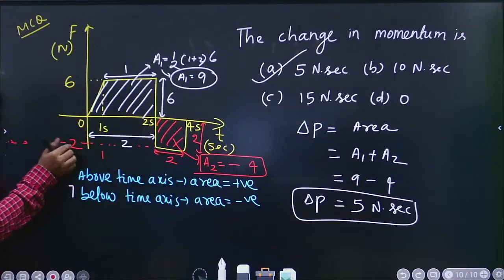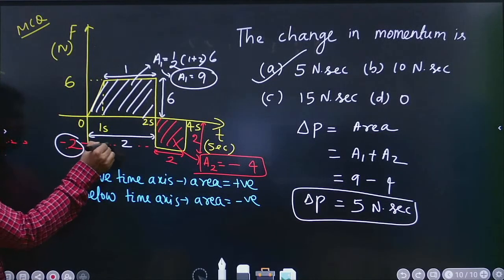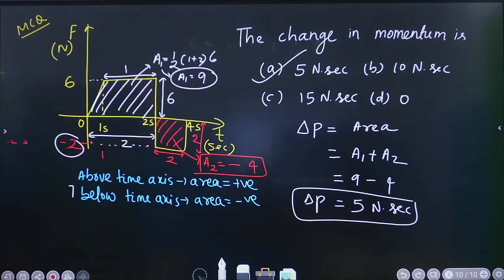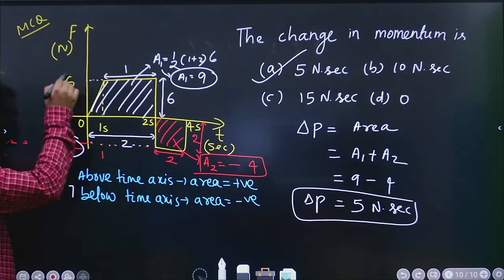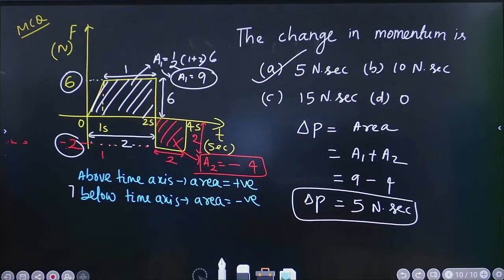Remember, below the axis they should also give this mention. This is your -2, so this reference is -2, and this reference is 6. And remember, this dotted line is just for reference. It is not the exact graph, not a solid line. It is just a reference. So above it is 6, and this is -2. Now you can easily find it out. Everything will be given, so no need to worry. Find your area, and that area will give you the change in momentum.